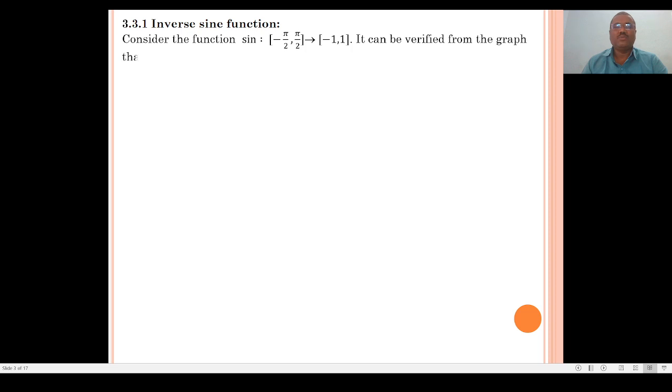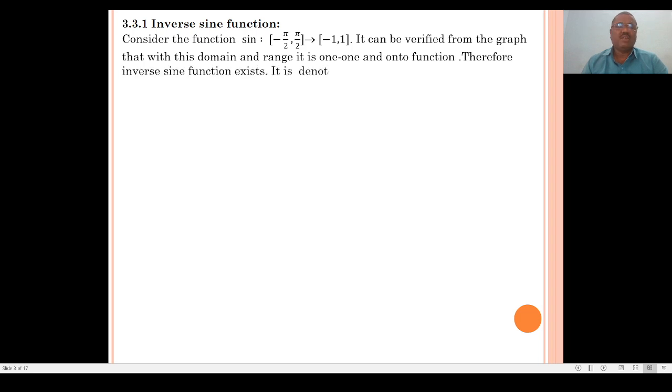Now we see inverse sine function. So consider the function sine from minus pi by 2 to pi by 2 to closed interval -1 to 1. It can be verified from the graph that with its domain and range it is a one-one and onto function. Therefore inverse sine function exists and it is denoted by sine inverse from closed interval -1 to 1 to closed interval minus pi by 2 to pi by 2.